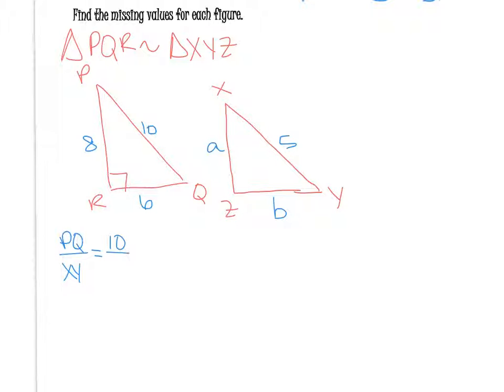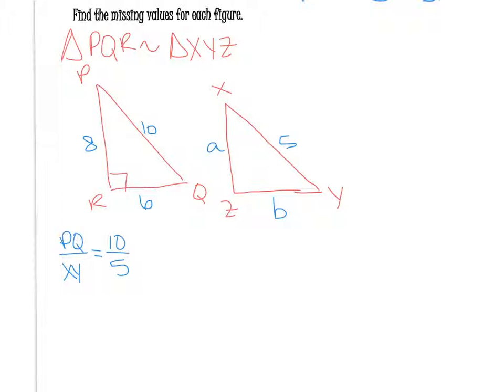XY measures 5. Okay, make sense? Okay. Now, here's one thing before we go on to the next one. If I am going to write my ratio as triangle PQR in the numerator and triangle XYZ in the denominator, I've got to do that for every single ratio. If you want to flip it, that's okay. But you've got to flip all the ratios.